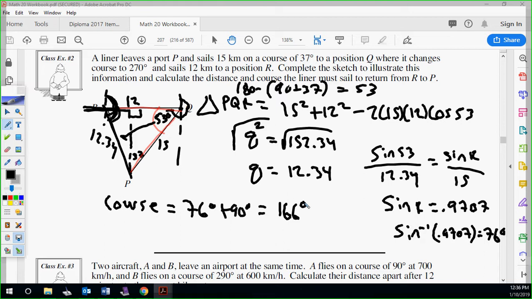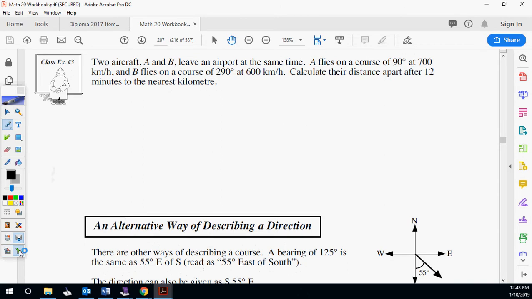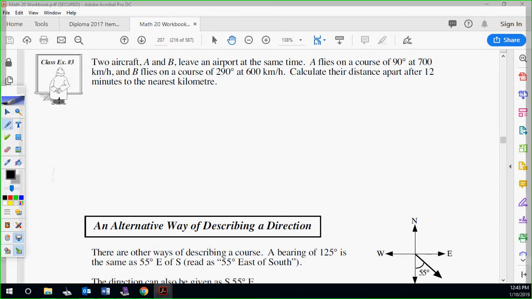Okay, so 12.34 was the distance he went, and he did a 166 turn. So almost 180, almost straight down south, but not quite. Okay, one more of these, and then we'll talk about the other way of describing direction, and then we'll do that example as well. All right, so two aircraft, A and B, leave the airport at the same time.